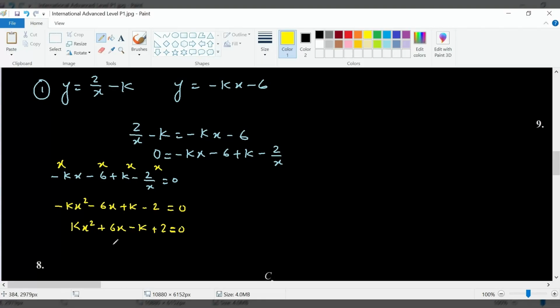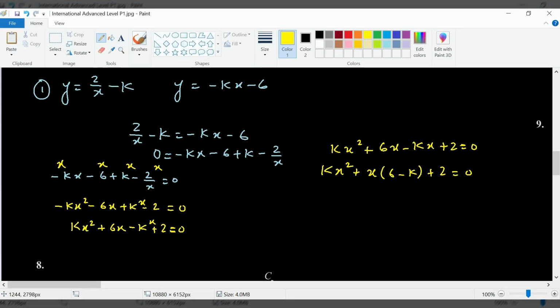Now in here, this is going to be kx and this is also kx. So now x is taken common out of this. So it's going to be kx squared plus 6x minus kx plus 2. Out of this, if I take x as a common, kx squared plus x(6 minus k) plus 2 equals 0.